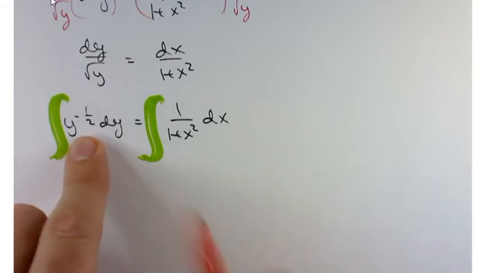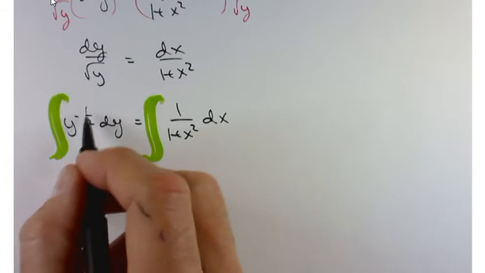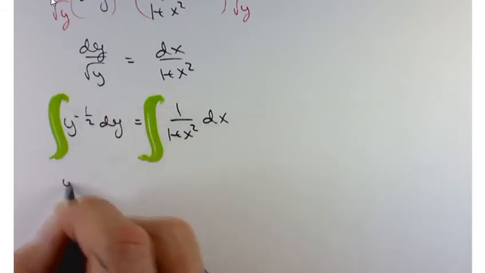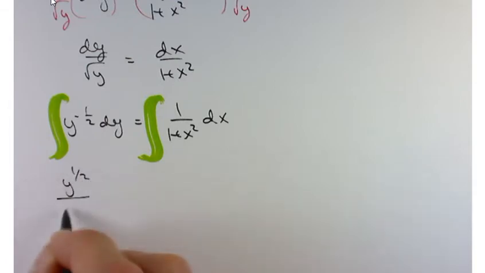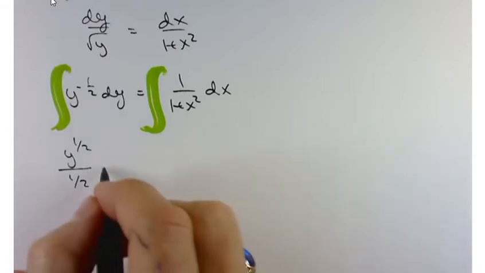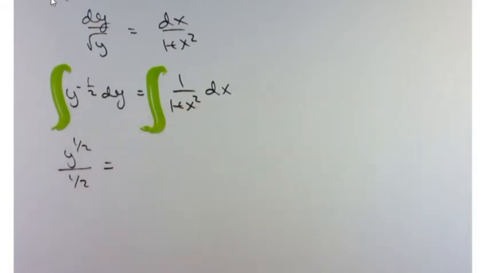Now on the left-hand side, hopefully you're pretty familiar and comfortable with this. Add 1 to the exponent. What's negative 1/2 plus 1? Positive 1/2. Then divide by that same exponent. Now technically there's a plus c here, but since I'm going to get a plus c on the right-hand side, I'm not going to worry about it on the left-hand side. We're going to continue that abuse of constants. On the right-hand side, again, something that hopefully you're pretty familiar with. What's the antiderivative on the right-hand side?